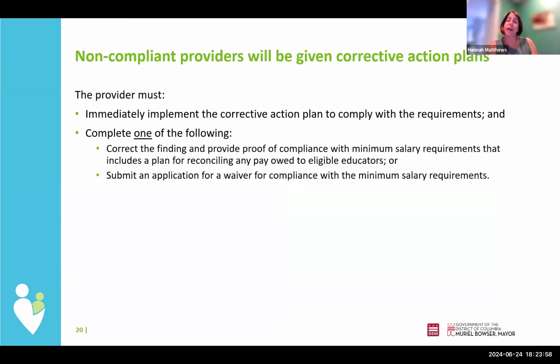Any providers that are found to be non-compliant will be given a corrective action plan. The provider then must immediately implement the corrective action plan to comply with the requirements and do one of the following. Either correct the finding and provide proof of compliance with minimum salary requirements that includes a plan for reconciling any pay owed to eligible educators, or submit an application for a waiver for compliance with the minimum salary requirements.